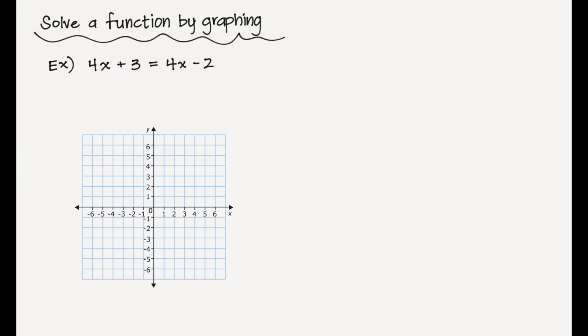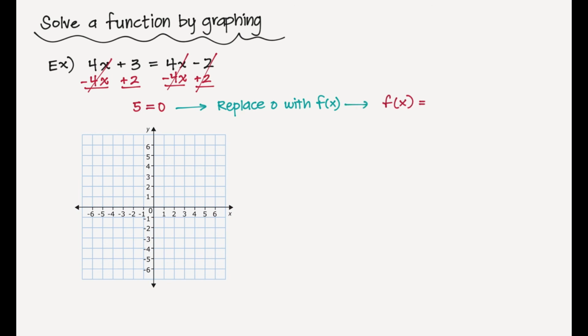All right, so we're going to go ahead and do one final problem. This time it says 4x plus 3 is equal to 4x minus 2. Again, I want to move everything over to the left-hand side, so I'm going to subtract 4x on both sides, and then I'm going to add 2 to both sides, and it looks like a lot of things cancel out. All I'm left with is 5 is equal to 0, which you might think would be no solution. So think about that for a moment, but we're still going to replace the 0 with our f of x. So the function is equal to 5.